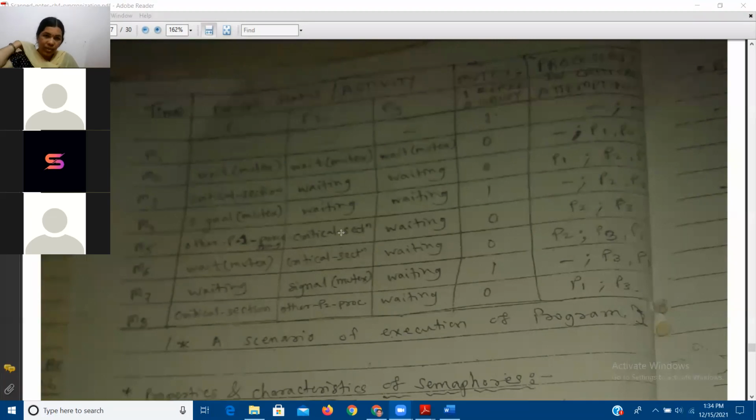So actually, if you observe over here, there are three processes: P1, P2, P3. P1 entered twice in the critical section, P2 entered once, but P3 is not getting a chance to enter inside the critical section. So P3 is in infinite waiting. So P3 may go for starvation. So here is the best example to understand the concept of starvation.